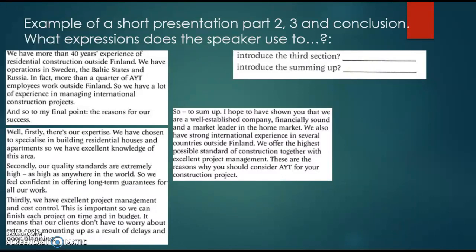So, to sum up, I hope to have shown you that we are a well-established company, financially sound, and a market leader in the home market. We also have strong international experience in several countries outside Finland. We offer the highest possible standard of construction together with excellent project management. These are the reasons why you should consider AYT for your construction project.